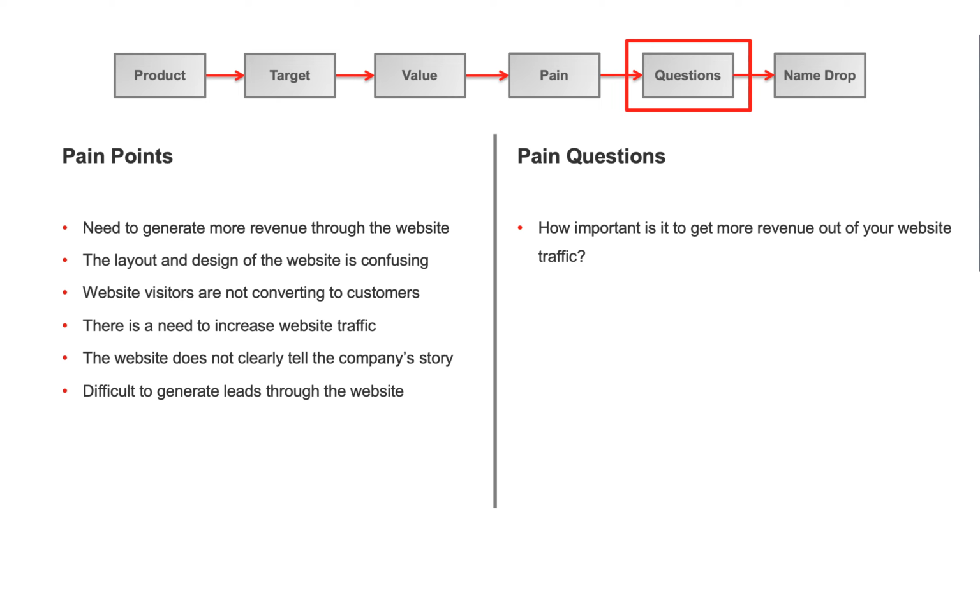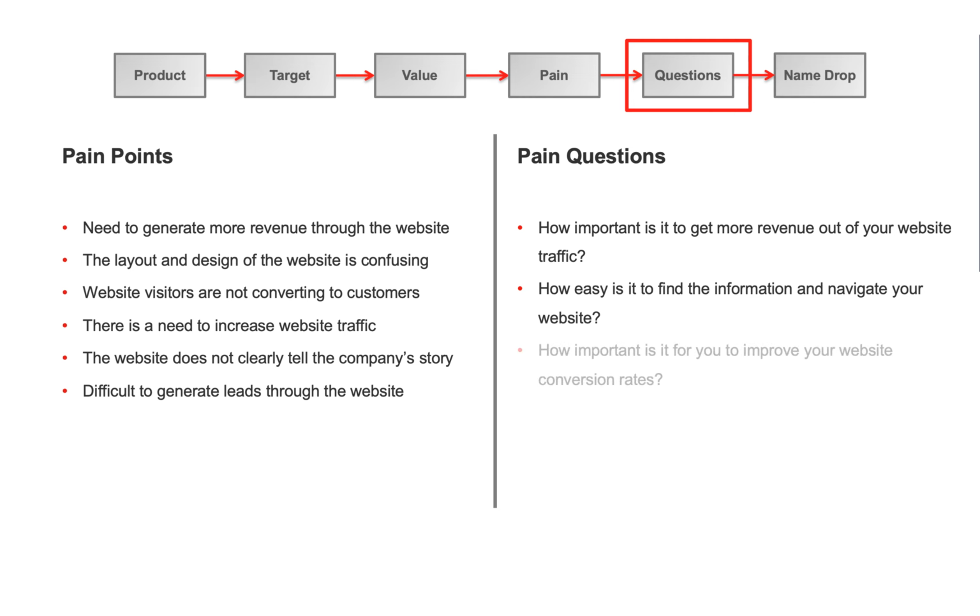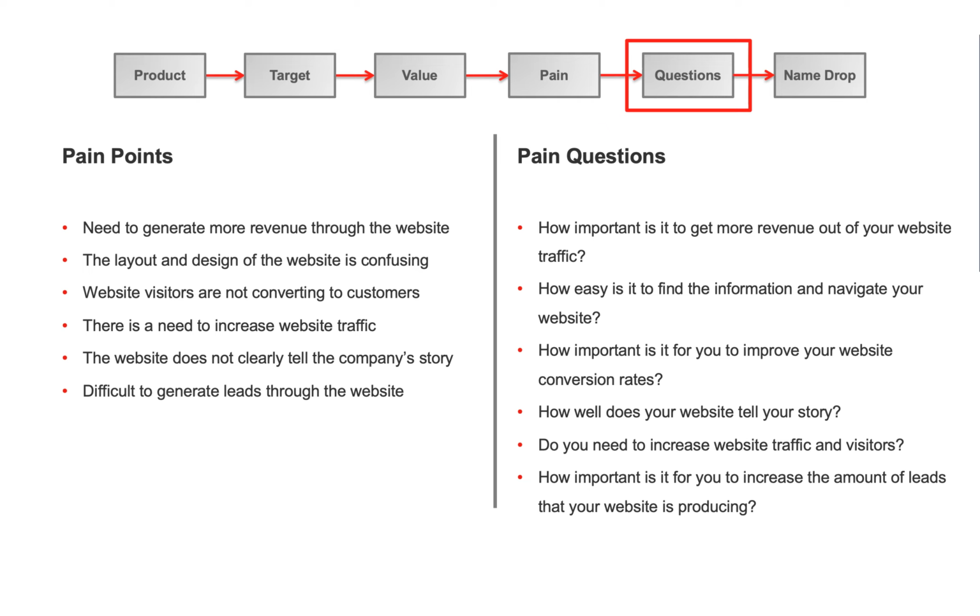So for each pain point, you could think of one or two questions, and I'm just going to do one for one. Just look at that pain point and think of a way to find out if someone has that. How important is it to get more revenue out of your website? How easy is it to find more information and navigate the website, improve your website, and whatnot? So now we have pain questions.